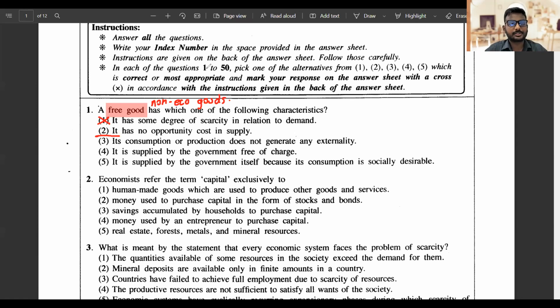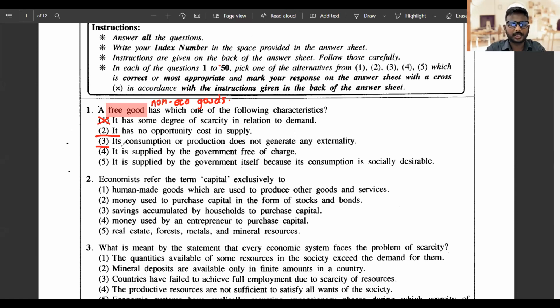I saw some of you said answer number 1. I believe now you might have understood why answer number 1 is not the answer. And I think someone said answer 3 and then changed it to 2. Answer 3 is about externality. Externality is something that we don't include as a characteristic of non-economic good or economic good. Externality is another concept that you will learn in detail.